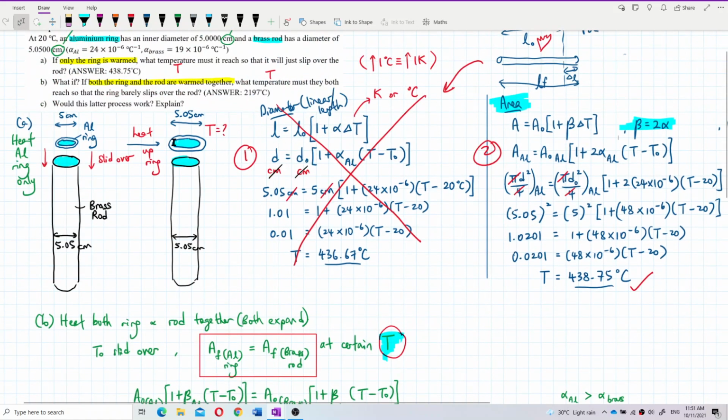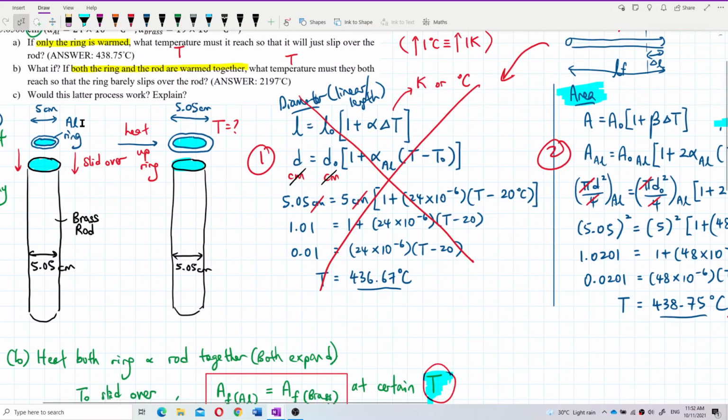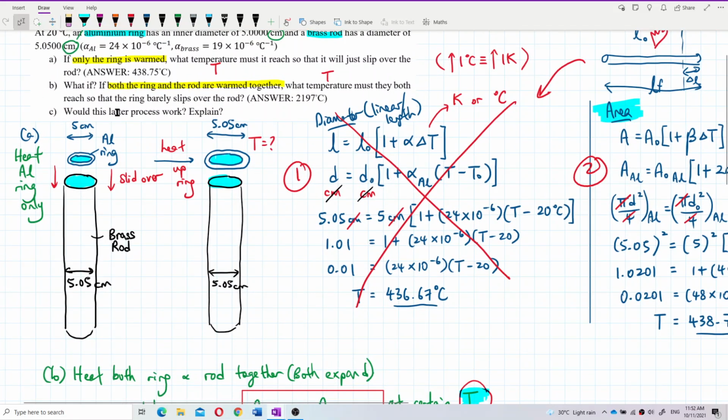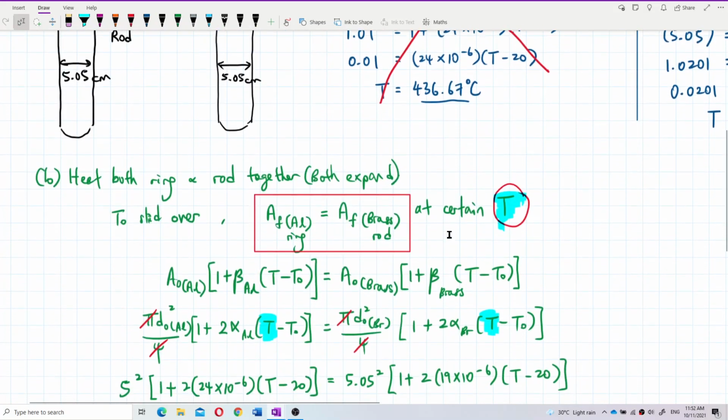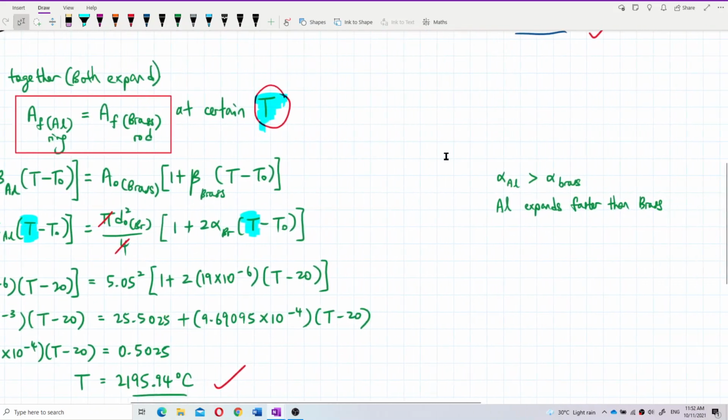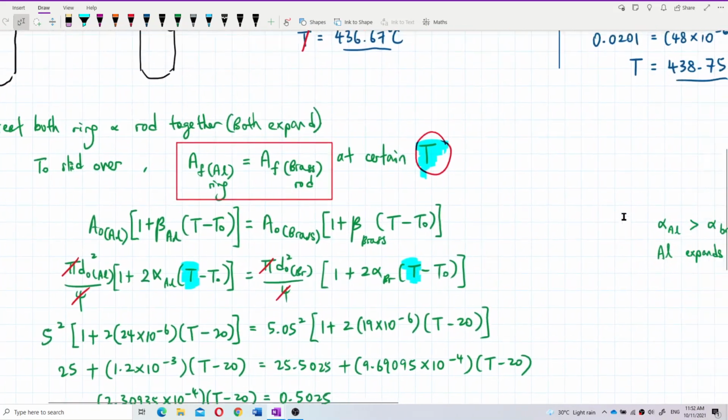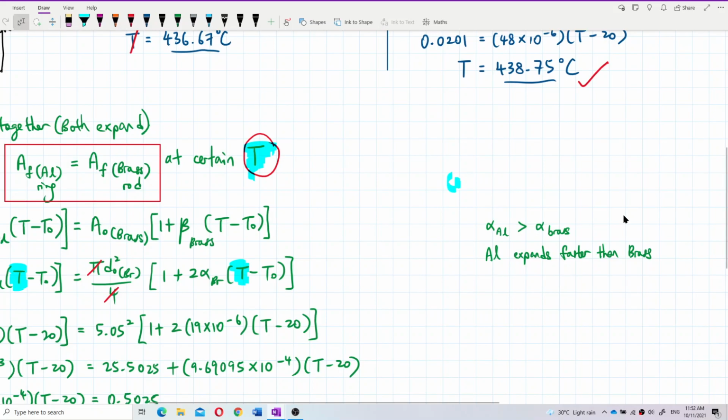Okay, so the next thing is, would this process work? That means, can the ring slide over the rod after this temperature? Sure, yes. It can slide over. So the answer I already gave here. This is question C. The answer is a sure yes. You must write yes.